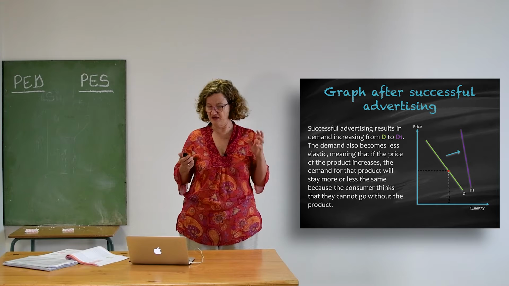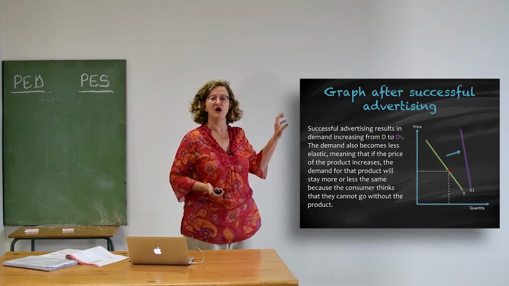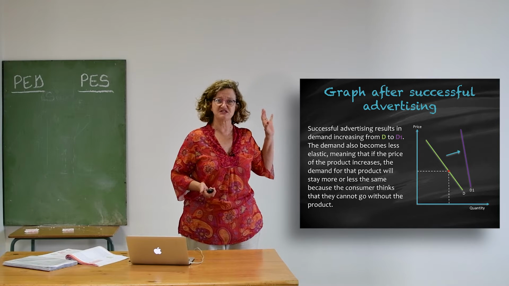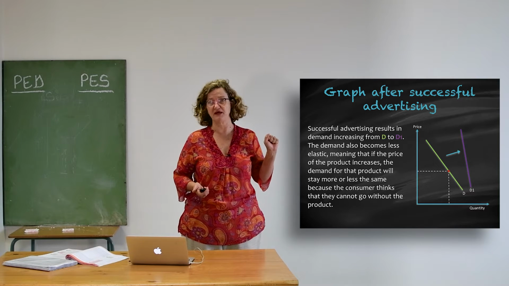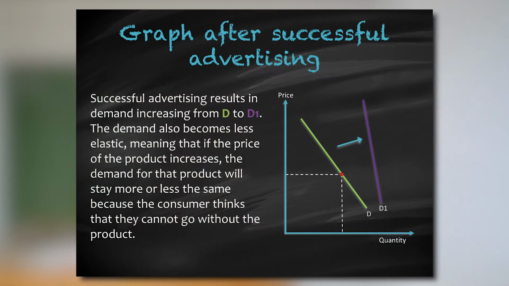Okay, then I have the graph for you, and I have an explanation for how a successful advertising campaign will be illustrated on a graph. They say that the graph will move from D to D1, and the D1 graph will become more inelastic. And that means that they can change the price and people will still demand the product. If that happens, your revenue will increase.